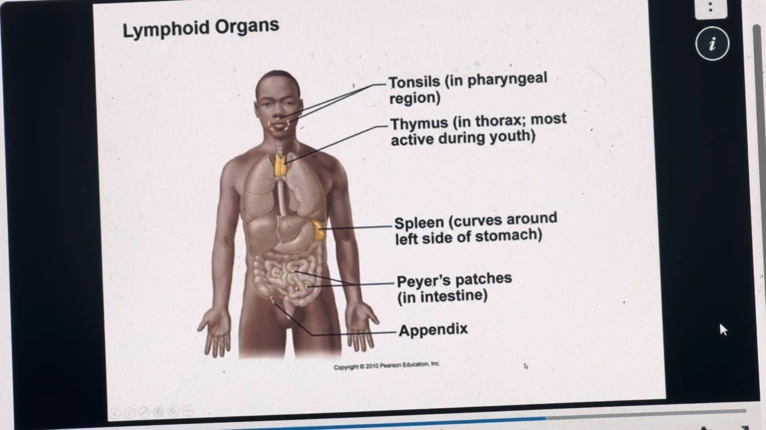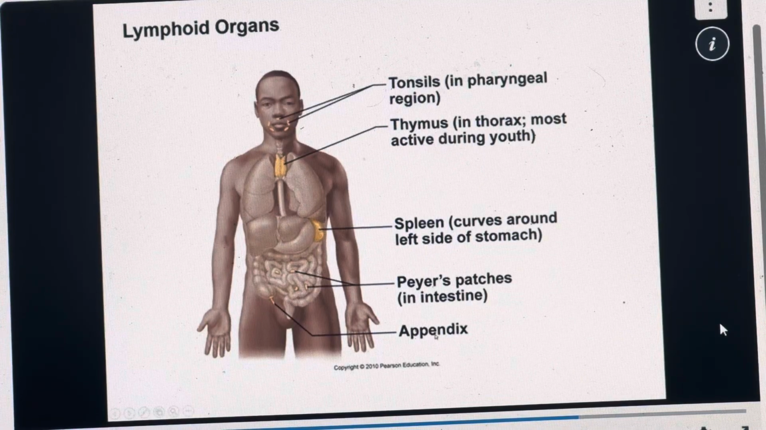Now, in addition to lymph nodes, there are other lymphoid organs that are found throughout the body. So tonsils are lymphoid organs that are found in the region of the throat. The thymus, which is an immune organ, we'll be talking about a little bit more when we talk about the immune system, is found in the chest or thorax, generally on the anterior superior region just above the heart. The spleen, which curves around the left side of the stomach. Peyer's patches, which are small organs found within the walls of the intestines, and then also the appendix.